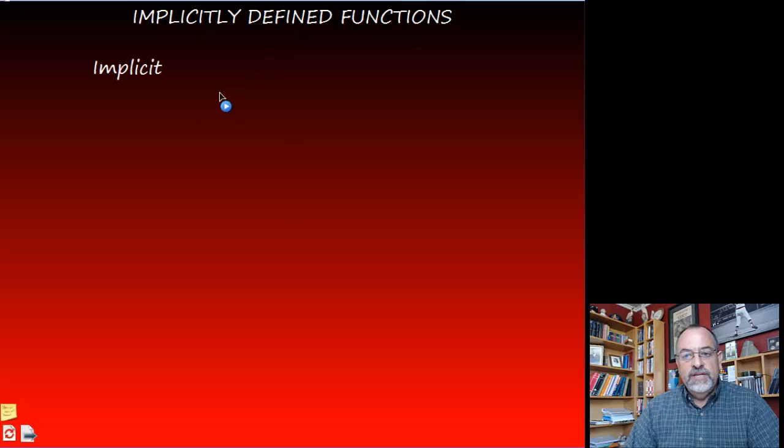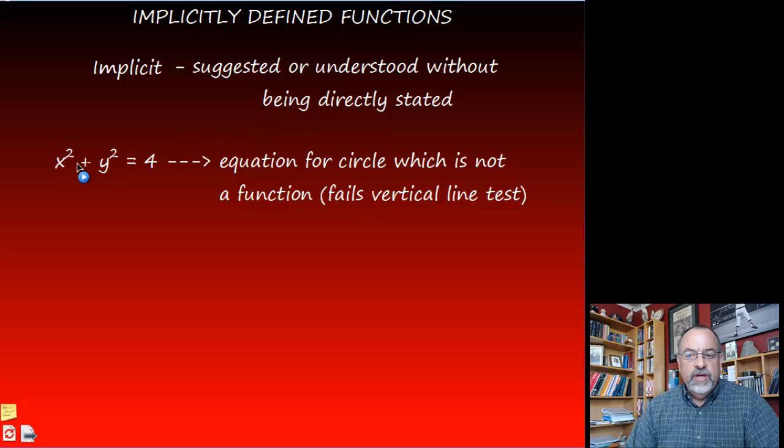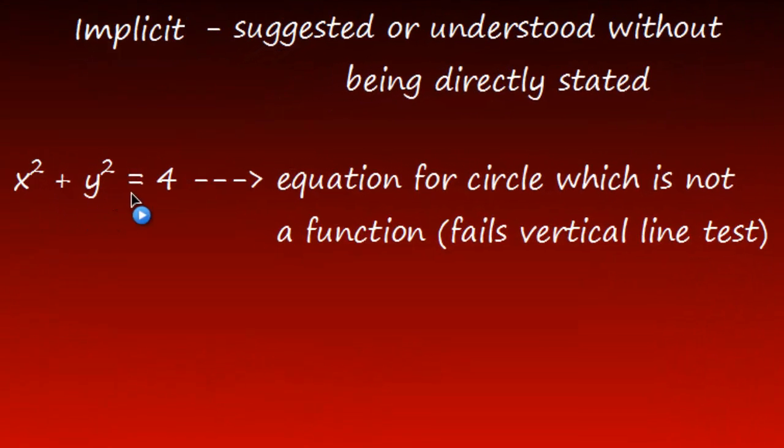Now, implicitly defined function. Implicit means something that's implied. It's not told straightforwardly to you, but it's implied. A definition: suggested or understood without being directly stated. So in this expression, for example, we have x squared plus y squared equals 4. This is the equation for a circle, which is not a function, because if you did a vertical line test on the circle, it would intersect the circle in more than one place. Therefore, the relation here is not a function.